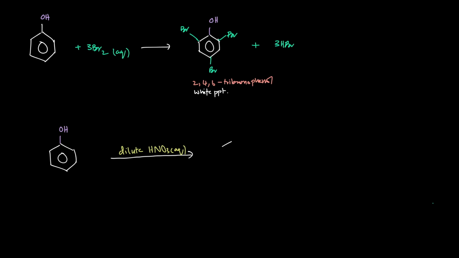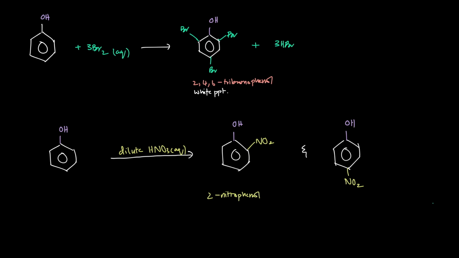And we get two different products over here because it's 2,4 directing. Either you're going to get the nitro group on the second carbon like this, or you're going to get the nitro group on the fourth carbon like that. And again, because phenol is the main functional group over here, the first compound is called 2-nitrophenol, and the second compound is called 4-nitrophenol.